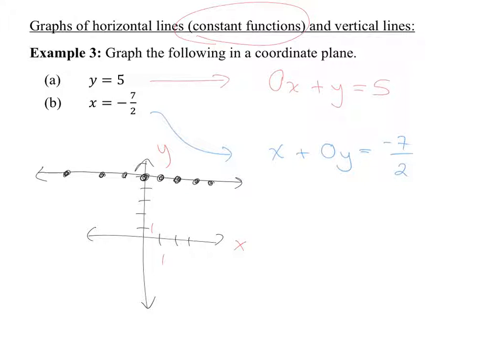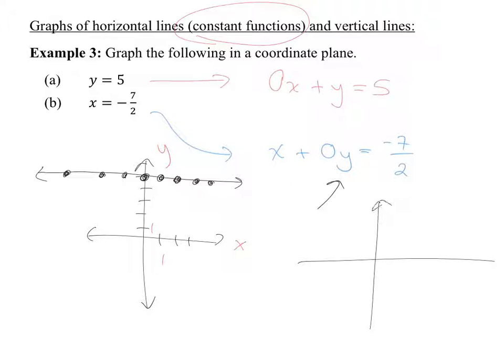Based on your first example, use your context clues and use your intuition. What will the other line look like? Kate? It's going to be a vertical line. And if you try any value for y, it doesn't matter what you plug in. X is always going to be negative 3.5. Plug in a 2, plug in a 3, plug in a 4, plug in a 5. X will always be negative 3.5. So what will that look like?